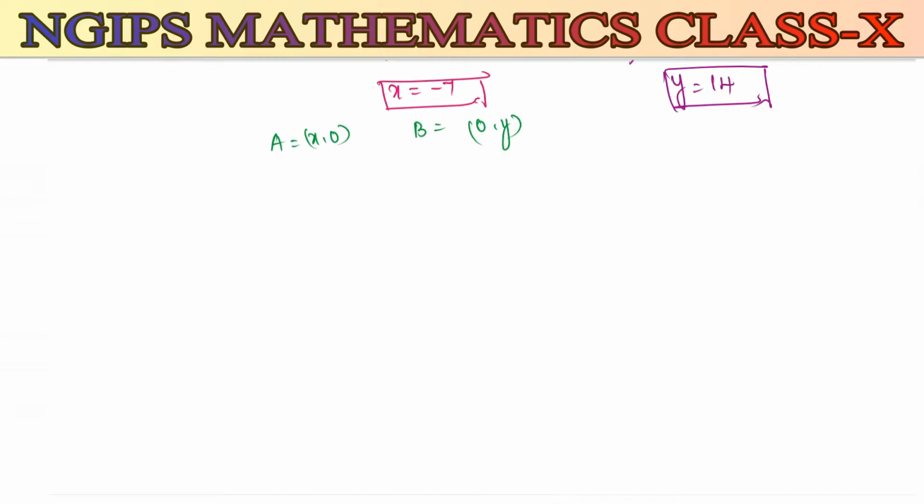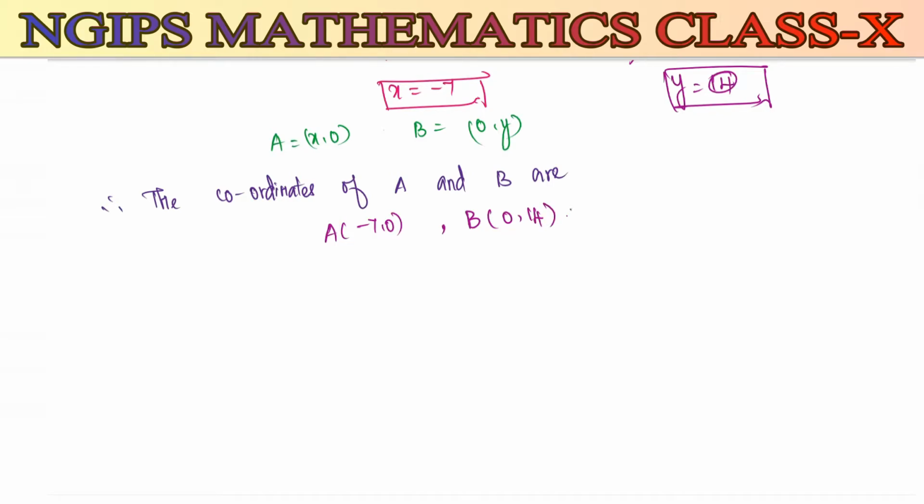Therefore, the coordinates of A and B are: A we have minus 7 comma 0 and B value we have 0 comma 14.